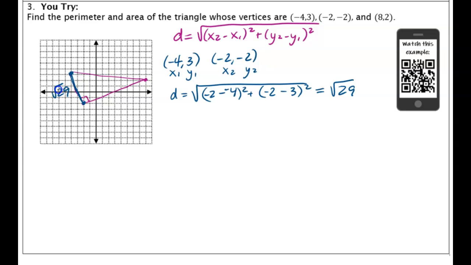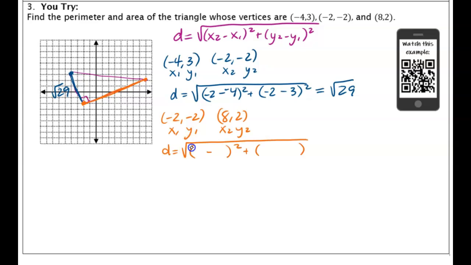So let's pick the points (-2, -2) and (8, 2). So now we're looking at this side of the triangle that I'm going over in orange. All right, so I'm going to label x1, y1, x2, y2, and we'll do the same process. So I'm going to put in my blank formula, and now let's put in our numbers. x2 is 8, x1 is -2, y2 is 2, y1 is -2. So I've got all of my stuff written in there.